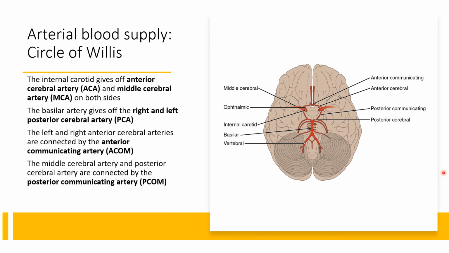The middle cerebral artery and the posterior cerebral artery are connected by the posterior communicating artery, or PCOM for short. So you've got your middle cerebral, posterior cerebral, middle cerebral, posterior cerebral, connected by the posterior communicating artery here, posterior communicating artery here. As you can see, all these connections form a circle, which is called the circle of Willis.